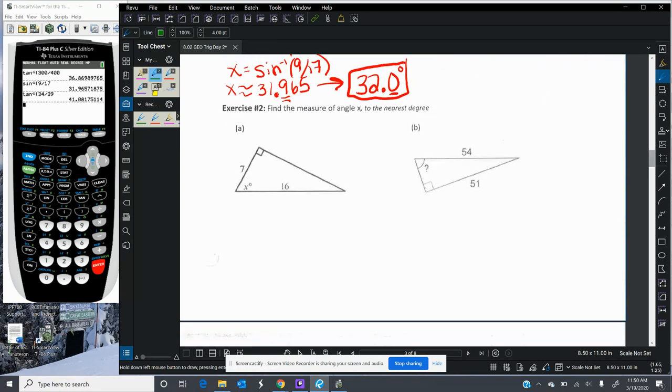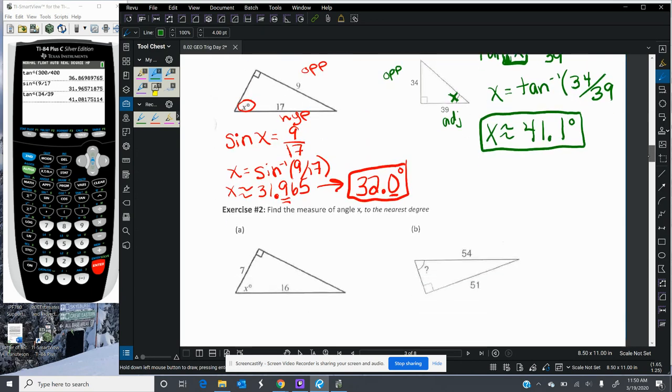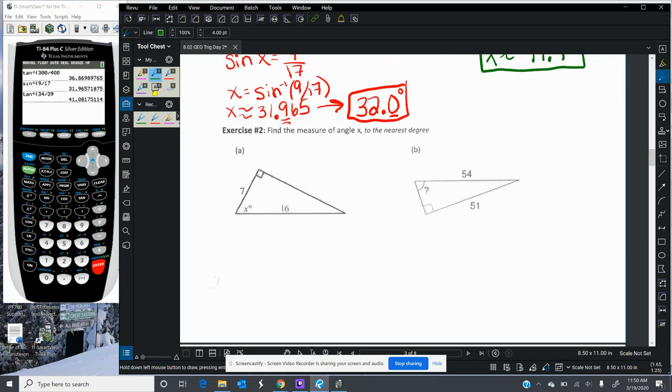Okay, exercise 2, if you'd like to pause the video, try it on your phone and come back. I would suggest doing that. Looking at exercise 2, we have angle x. Here's our adjacent side touching the angle, and across from the right angle is our hypotenuse. So we're going to use cosine of angle x equals the adjacent 7 over the hypotenuse 16. x equals cosine to the negative 1, 7 over 16.